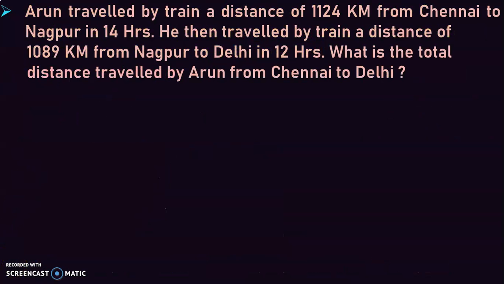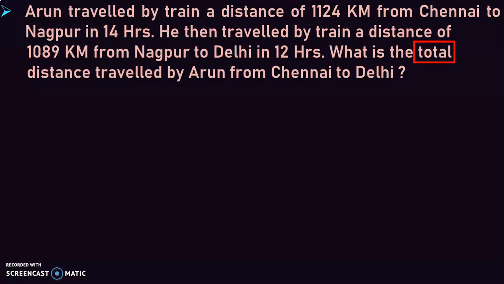Arun travelled by train a distance of 1124 kilometers from Chennai to Nagpur in 14 hours. He then travelled by train a distance of 1089 kilometers from Nagpur to Delhi in 12 hours. What is the total distance travelled by Arun from Chennai to Delhi? In this case, what is the keyword? The keyword is total. We have to find out the total distance travelled.